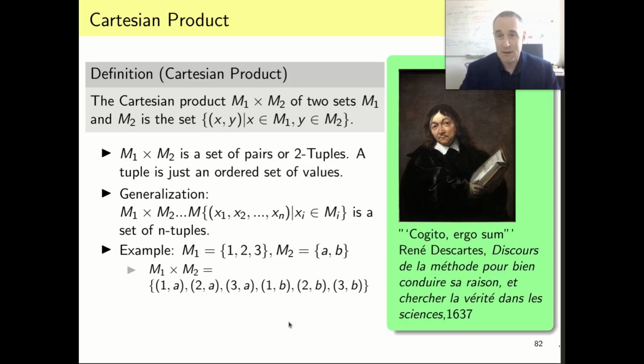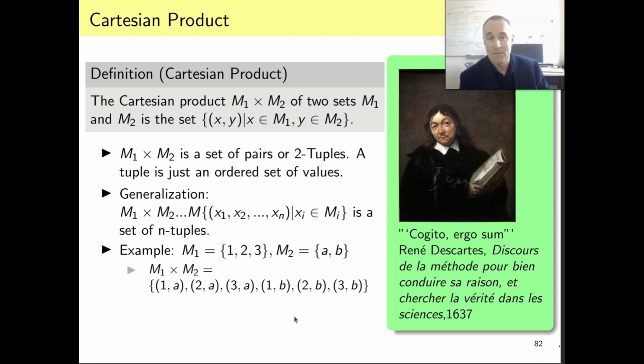And the idea of the Cartesian product is really quite simple. It's that if we have two sets, the Cartesian product is the collection of each pair of elements with one taken from each set. So formally it's the tuple x comma y, where x is an element of M1 and y is an element of M2. And we can generalize this to tuples of arbitrary size if we have arbitrary numbers of sets.